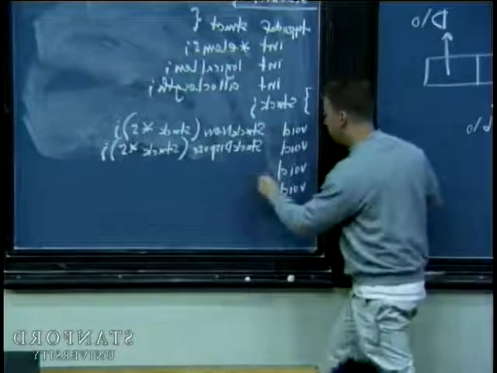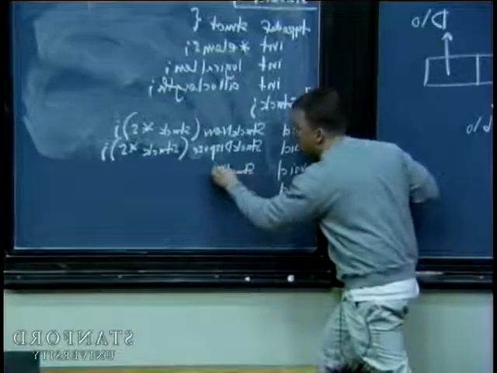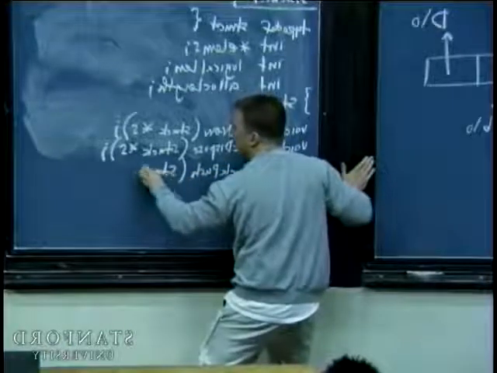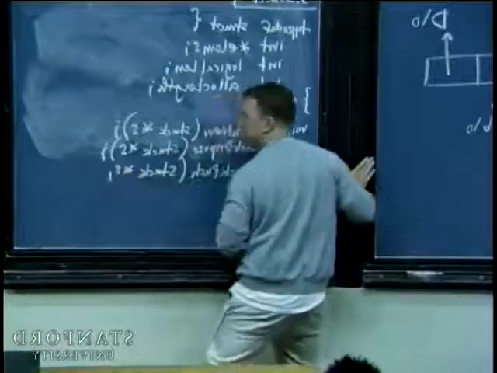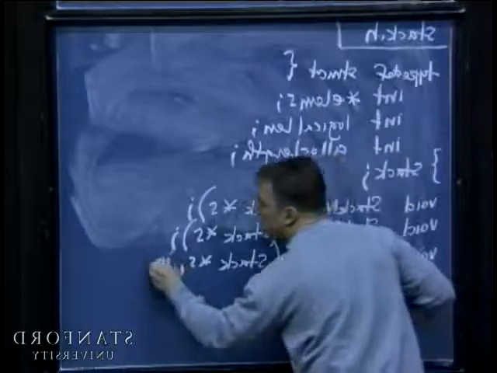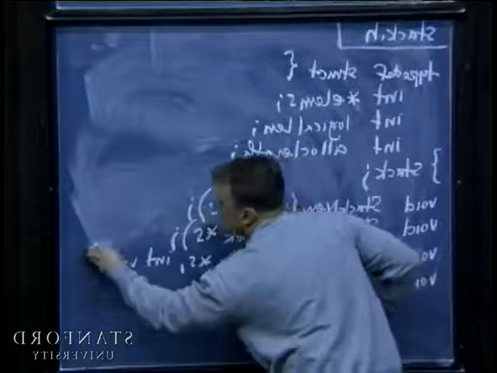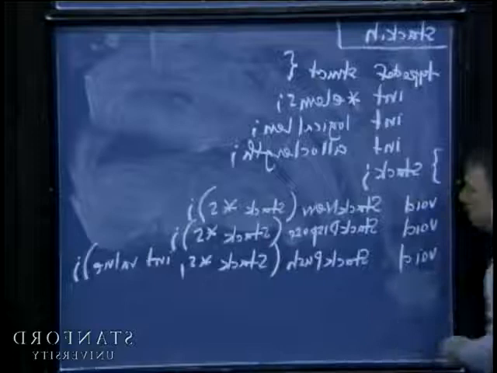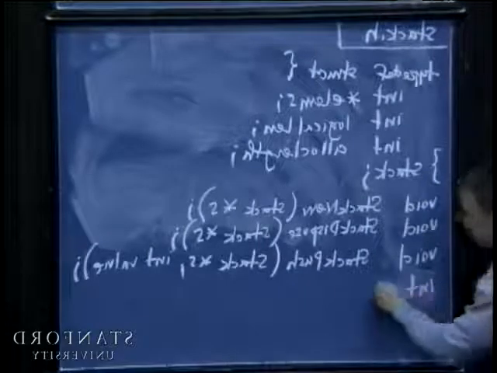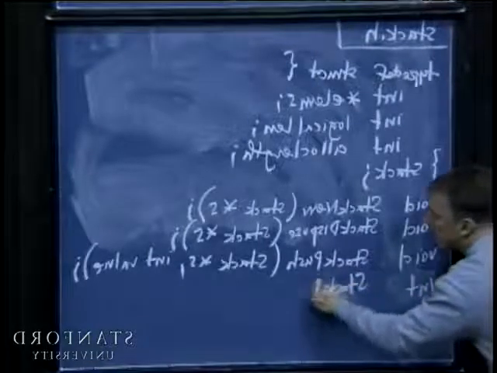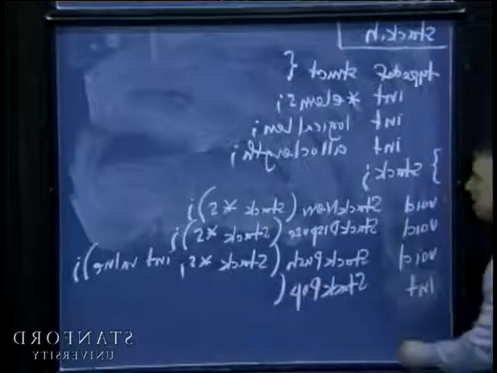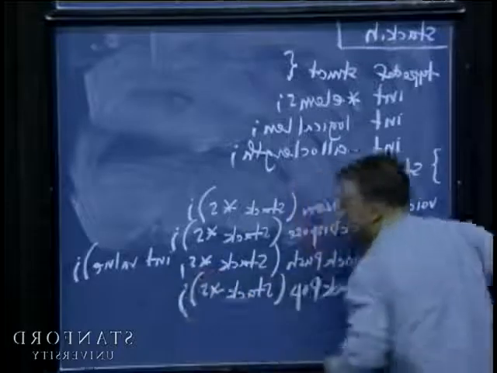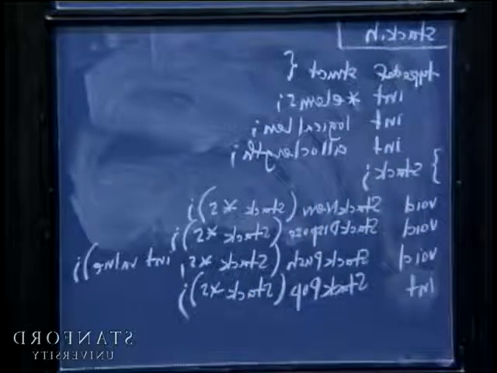Void stack push. What stack am I pushing onto? The one identified by address right there. What integer is getting pushed? This one. Int right here. Stack pop. Which stack am I popping off of? The one that's identified by address right there. I just want to be concerned with those things right here.